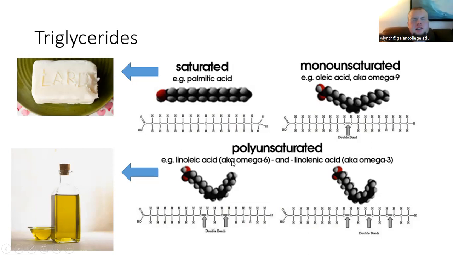Same thing for omega-6. Here, we take the last omega carbon and we subtract 6, and we find the first double bond. For linoleic acid, we have omega-3. Take the last carbon, we subtract 3. Now we have 3 areas of double bonds between the carbons.